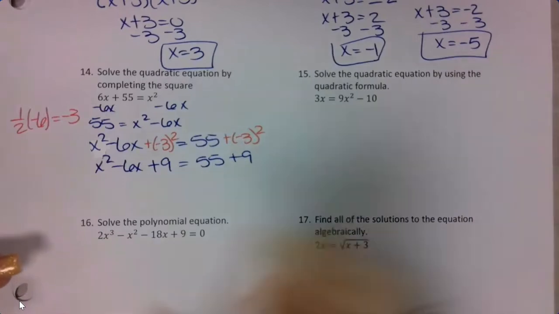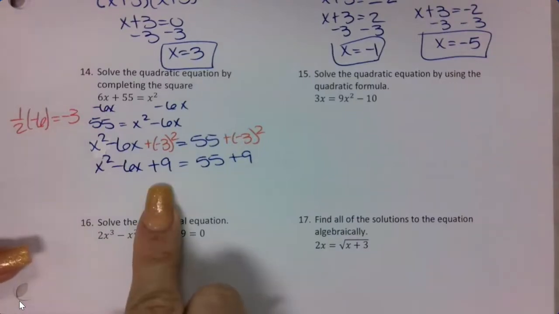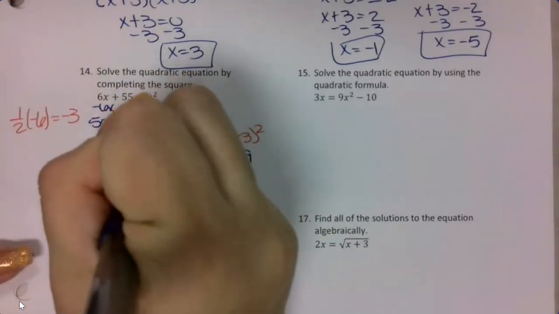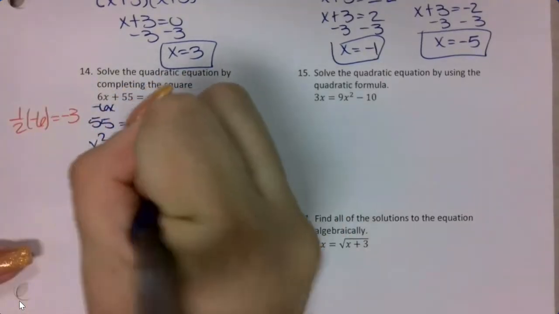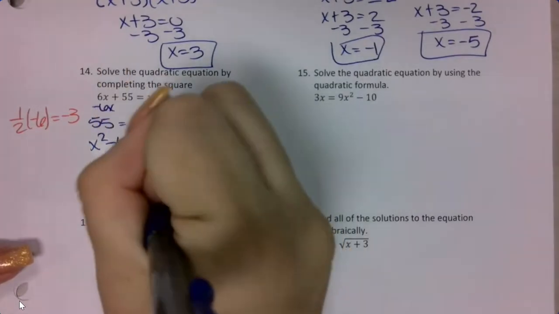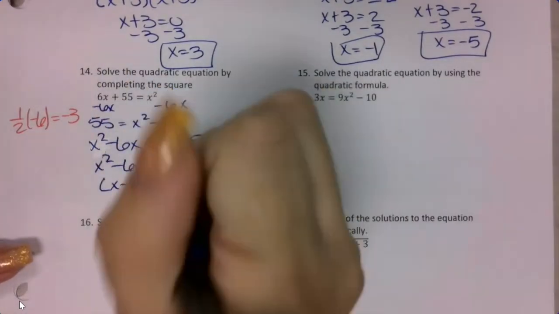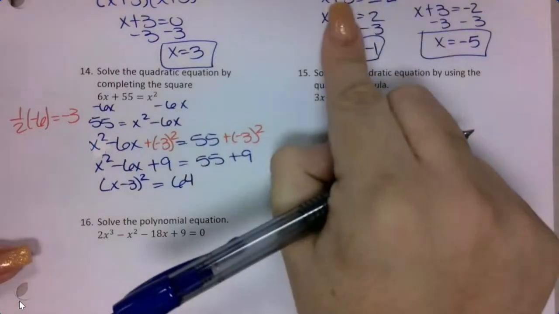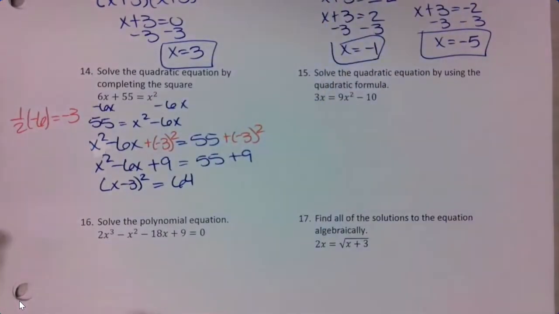Then I want to factor my left side. So what multiplies to 9 and adds to negative 6? This is negative 3 and negative 3. So because I get two of those, I can write it squared. And then 55 plus 9 gives me 64. This is looking kind of like what we just did in number 13 now. So I can go ahead and solve it using square roots.